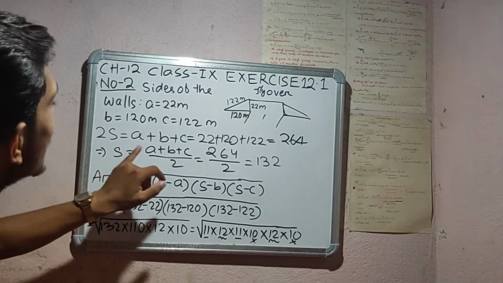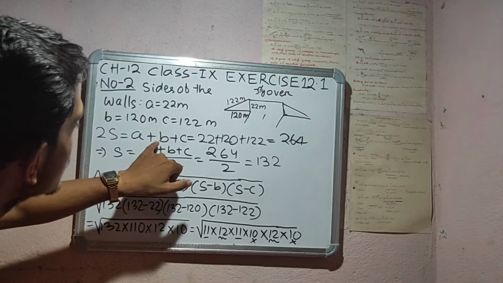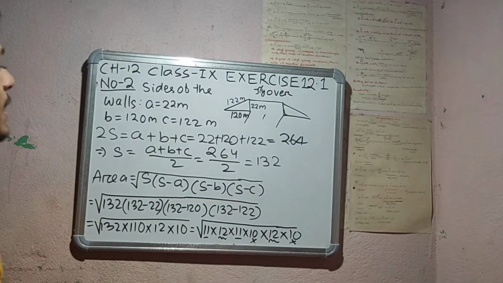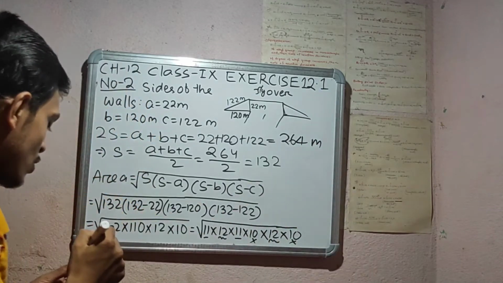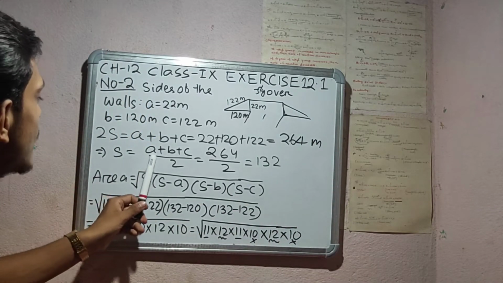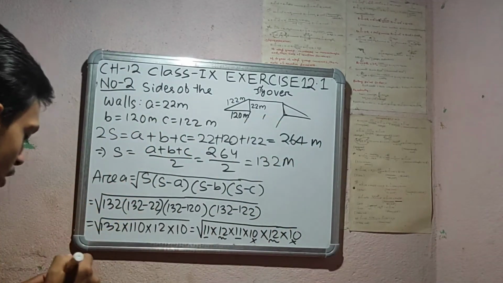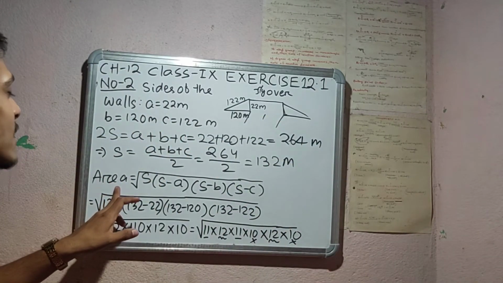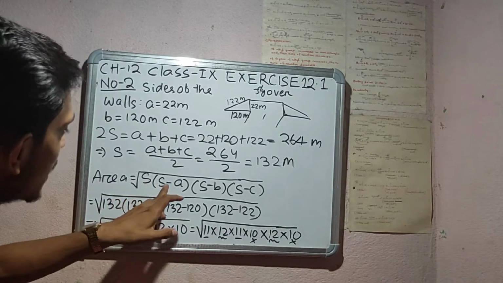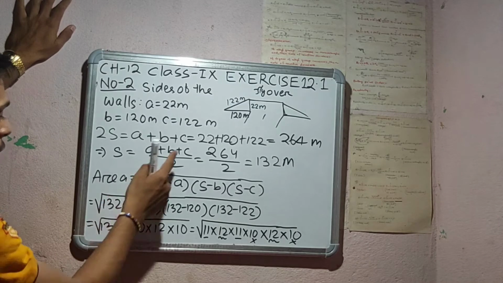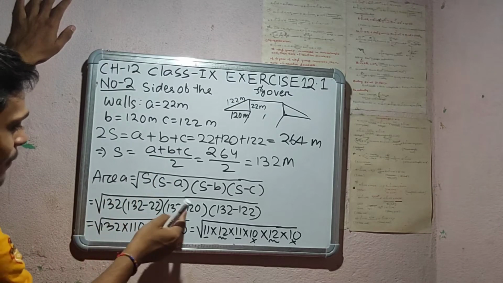Then we find the perimeter, that is A plus B plus C, which is 264 meter. What about the semi perimeter? That is (A plus B plus C) upon 2, which is 132 meter. Then you find the area using Heron's formula. You can put in the values of S and A, B, C.